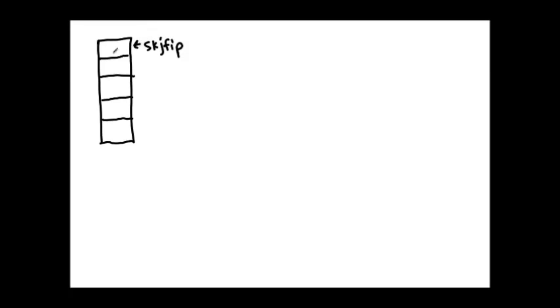So when we're creating our variable names and our variables, the computer doesn't care what we call them. We could call our variable skjfip and give it the value 101, and the computer doesn't care.